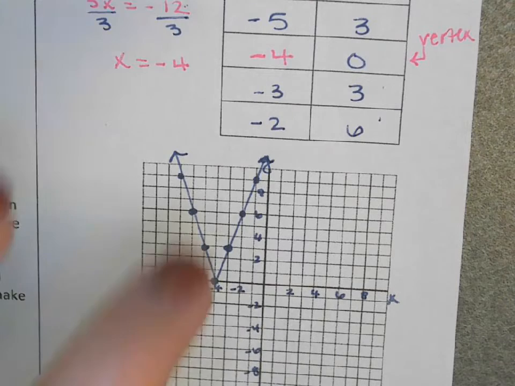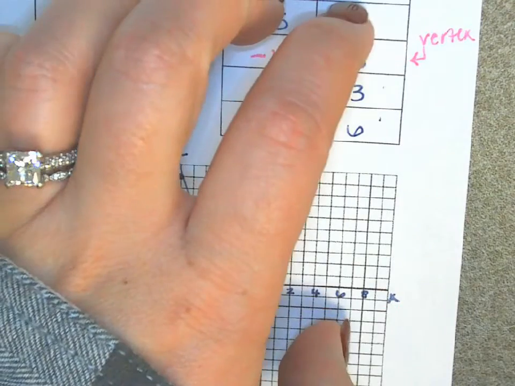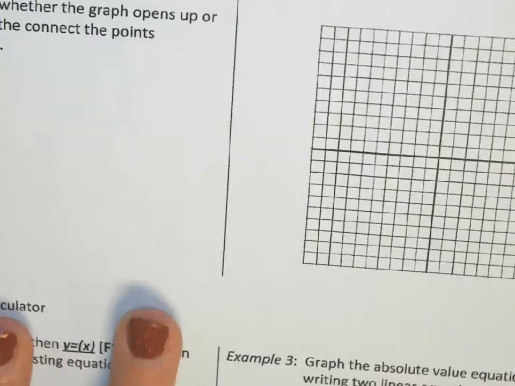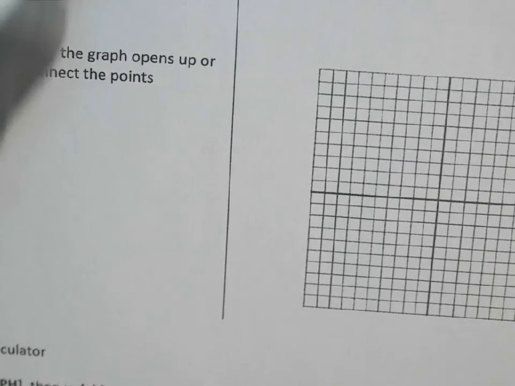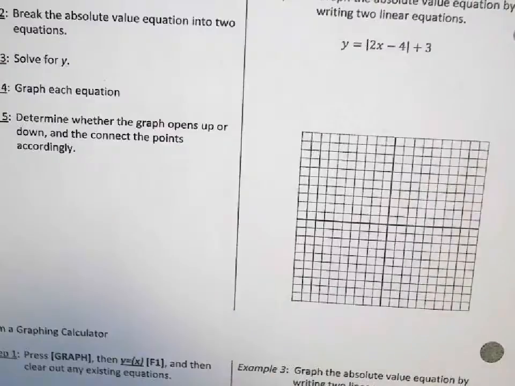Okay. This is going to be the most common way. I would say you're going to probably use this 9 out of 10 times. Yeah, probably that often. The next one is to write 2 linear equations. This is pretty difficult. We will do this, but it is difficult.